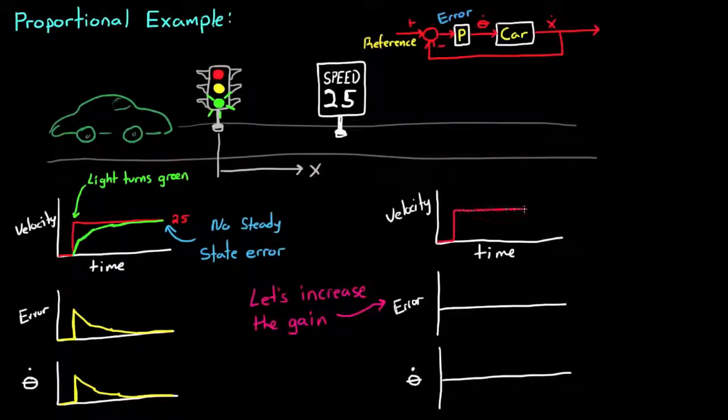And this is a large error, and instead of pressing on the gas pedal slightly, you floor it because of the high gain, and before you have time to register that you've pressed the gas pedal too far, your car is all the way up to 50 miles per hour. Now at this point the error is minus 25 miles per hour.